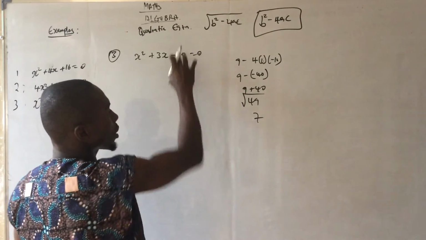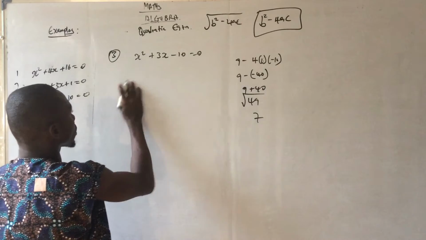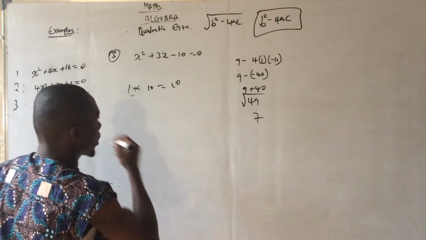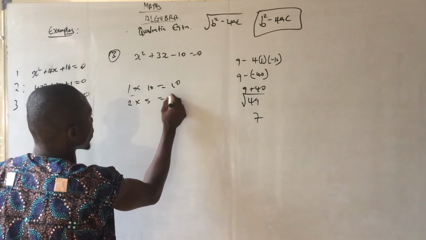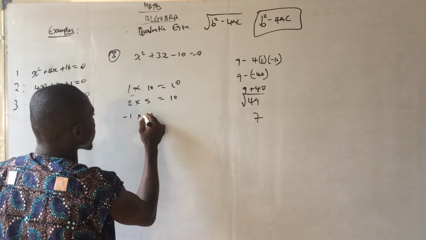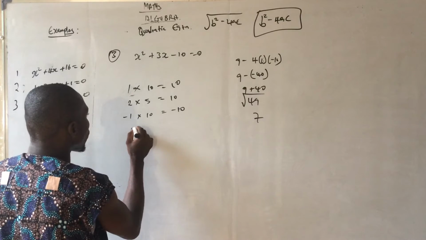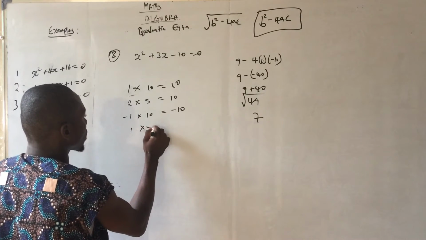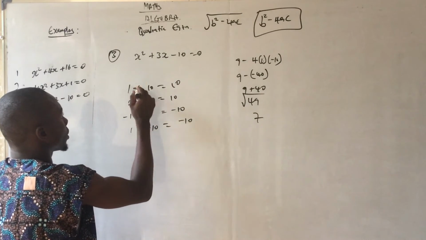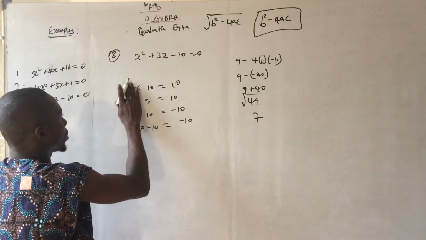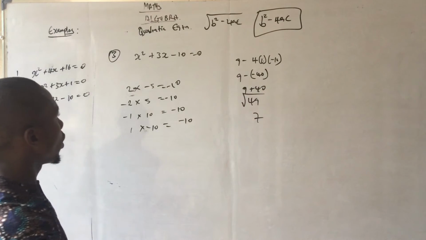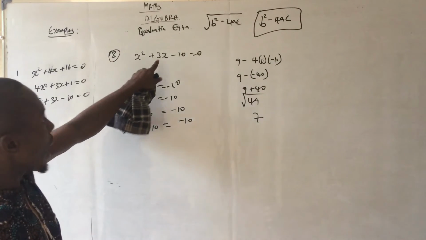So now let us write out the factors of 10. We have 1 times 10 to give us 10. I'm going to do primary school one now. Now 2 times 5 to give us 10. We have minus 1 times 10 to give us minus 10. 1 times minus 10 to give us minus 10. Minus 2 times 5 and 2 times minus 5 to give us minus 10. So which of them are we going to add to give us this?